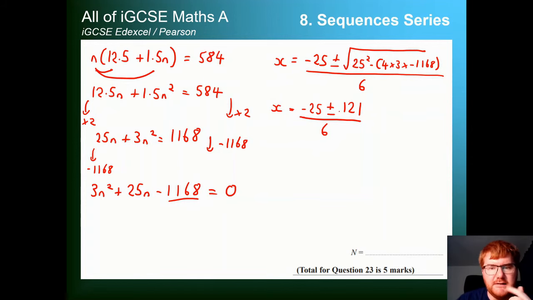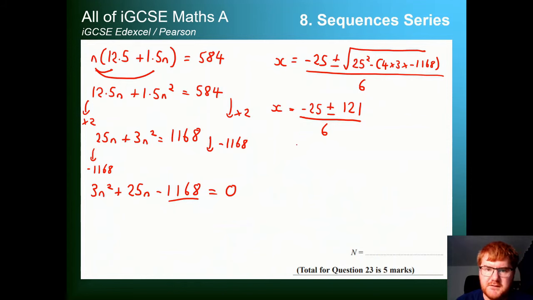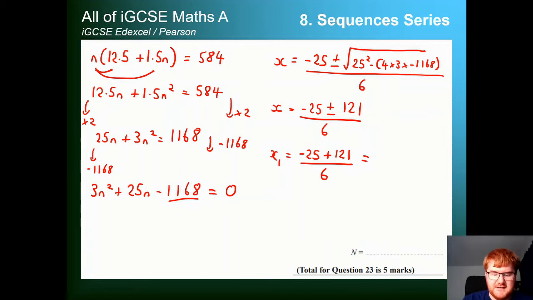Now we have our two answers, the plus minus. Notice if we take the minus answer here, we will then get a negative number, which if we go back to the question, doesn't make any sense because we want the first n terms. So it needs to be a positive number. So I'm going to take the answer with the positive 121 divided by 6. Well, I don't know if you factorize this, by the way. It's probably not the easiest thing to factorize in the world. And then I'm getting the answer here of 16. So this is the only answer that works here.